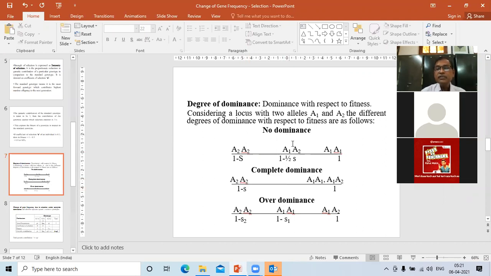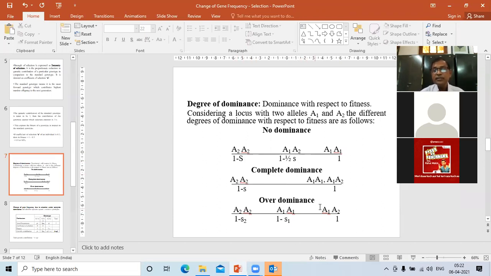In case of no dominance, the expression of A1 A2, that is heterozygotes, will be in the midway between the two homozygotes, that is A1 A1 and A2 A2. Suppose A1 A1 individual is the most favored genotype, whose gametic contribution is 100% or 1. And in case of A2 A2 genotype, whose coefficient of selection is S, naturally its gametic contribution or fitness is 1 minus S. And A1 A2 is in the midway between the two homozygotes, so its fitness is equal to 1 minus half S.